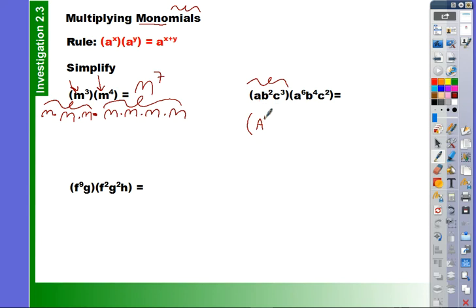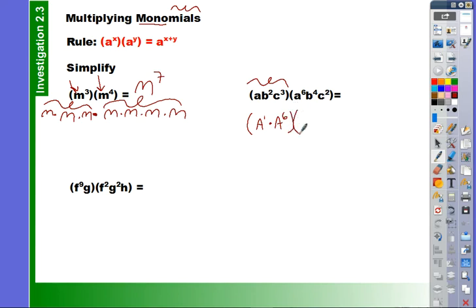So I'm going to write a little 1 here just to make it a little easier for me to understand what's going on. Do I have any other a's that I'm multiplying here? Yes, a to the second. I have a to the 6th. So I have a to the first times a to the 6th.